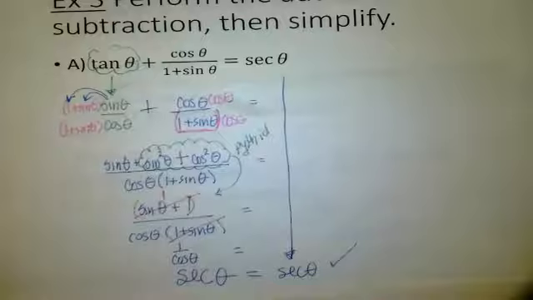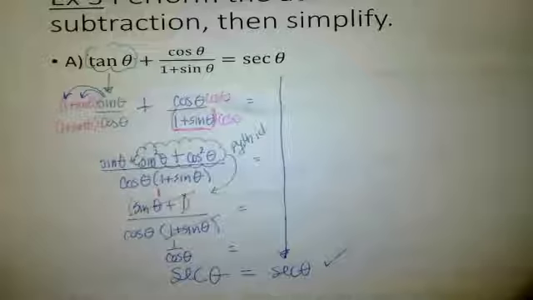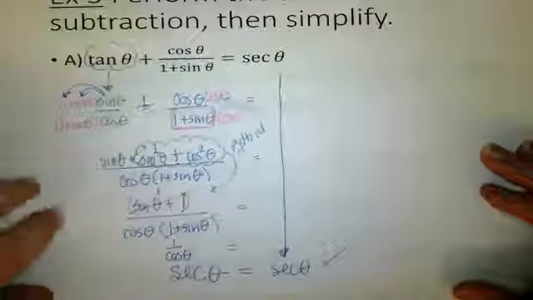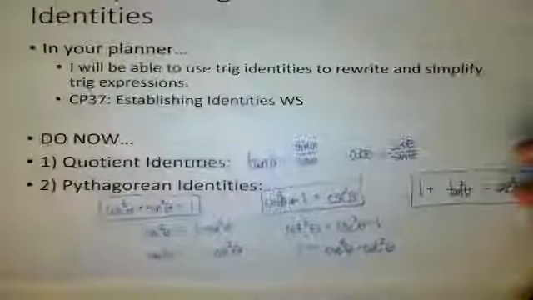Okay. Was that all right? All right. Be careful when you're multiplying. Do you have any questions for me? All right. Righteous. You guys have CP 37.